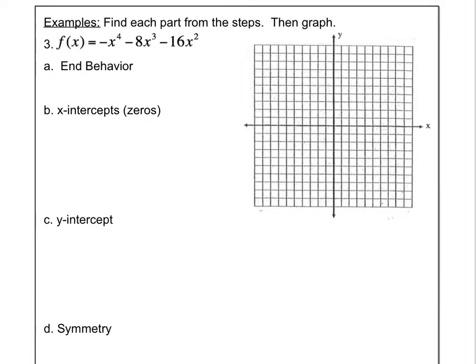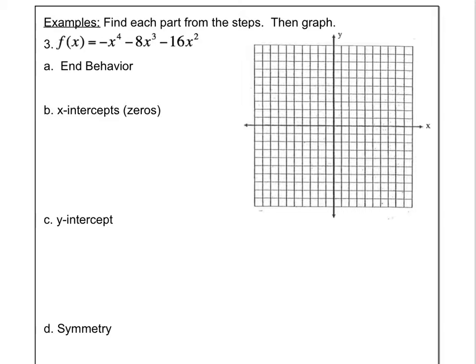Now about the end behavior. What do you notice about the degree first? That's what I look at first. It's even. Even means that they're going to do the same thing on both sides. Even I like because it's the same thing. You just have to figure out what same thing it's doing.